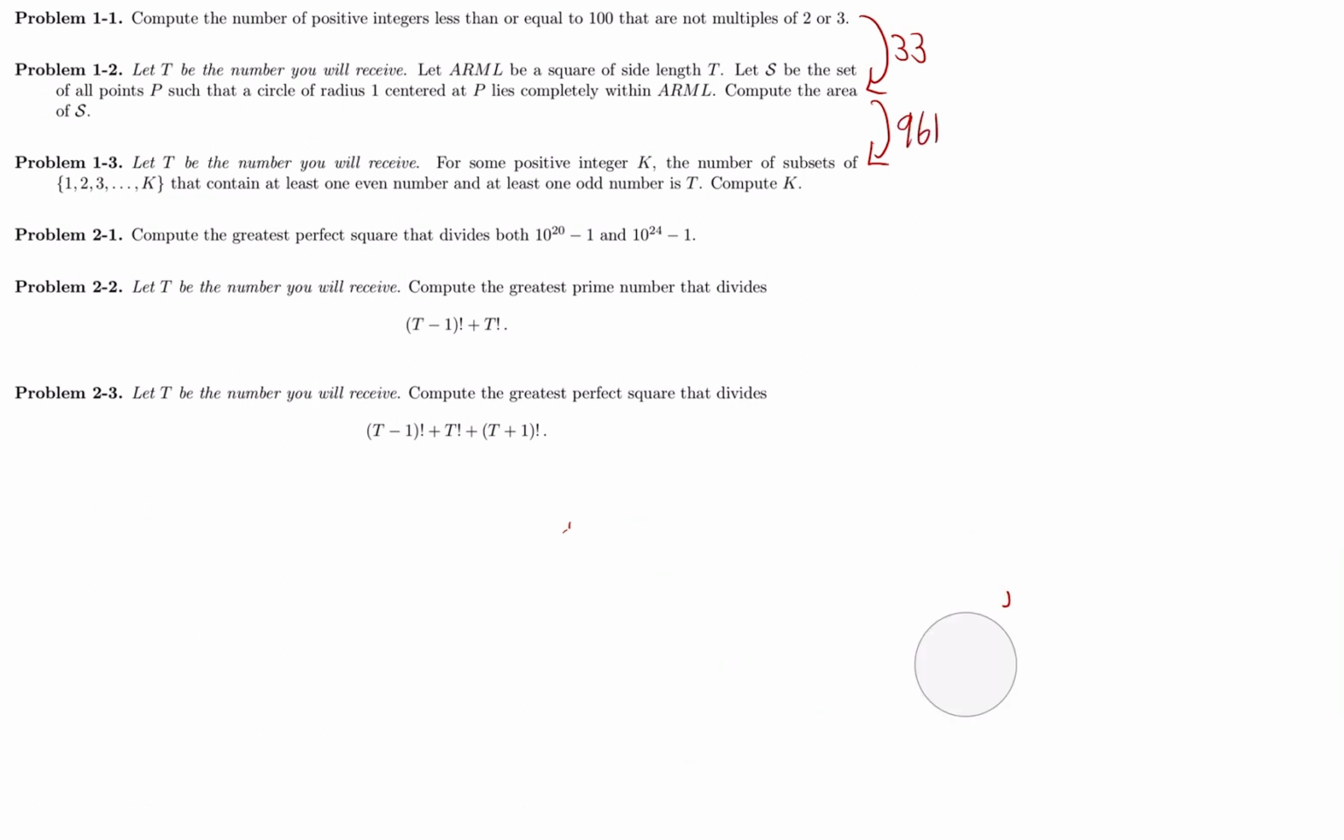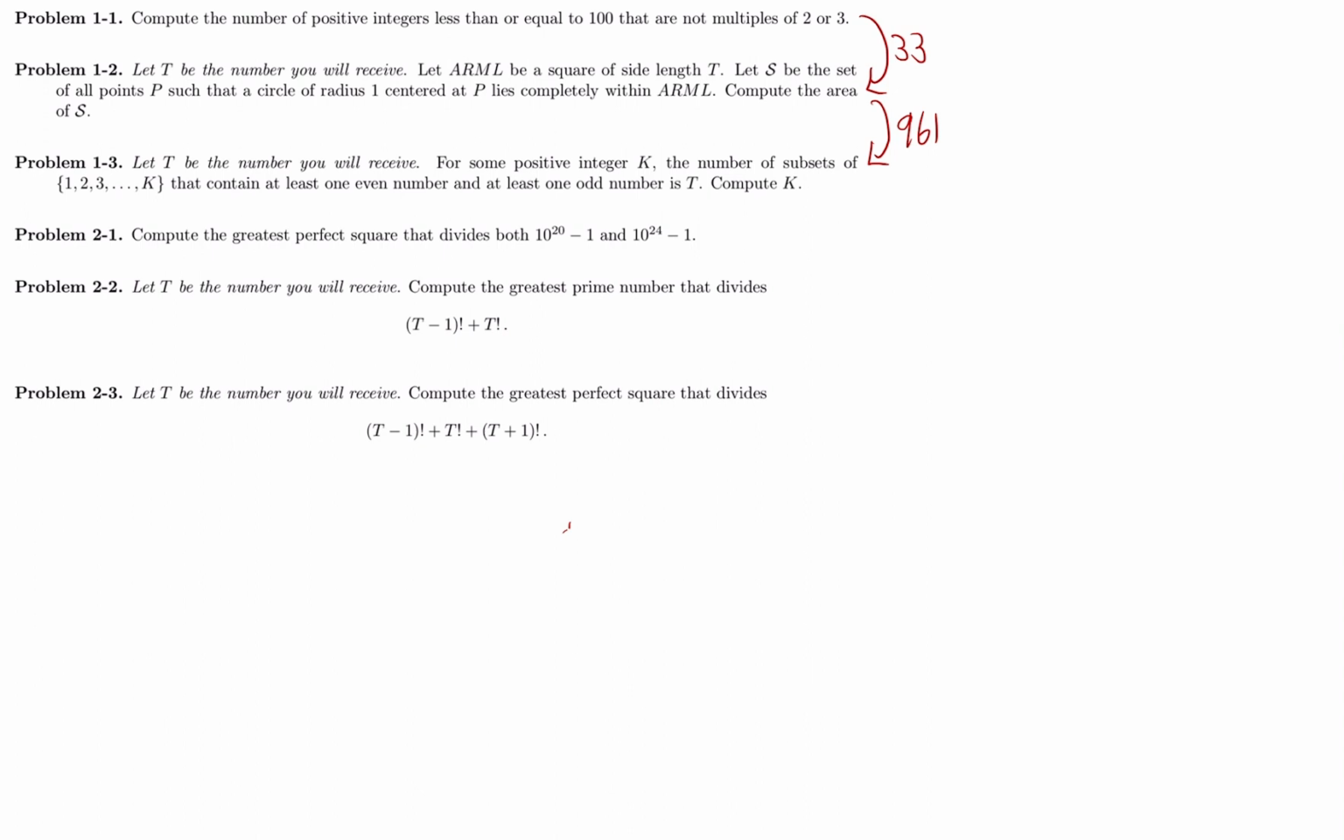Okay, now let's do question 3 with the information that t is 961. Let t be the number you will receive. For some positive integer k, the number of subsets of {1, 2, 3, ..., k} that contain at least one even number and at least one odd number is t. Compute k.